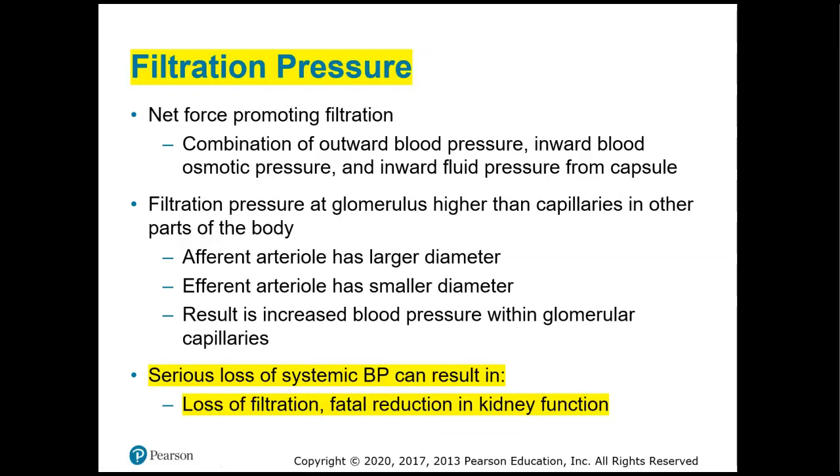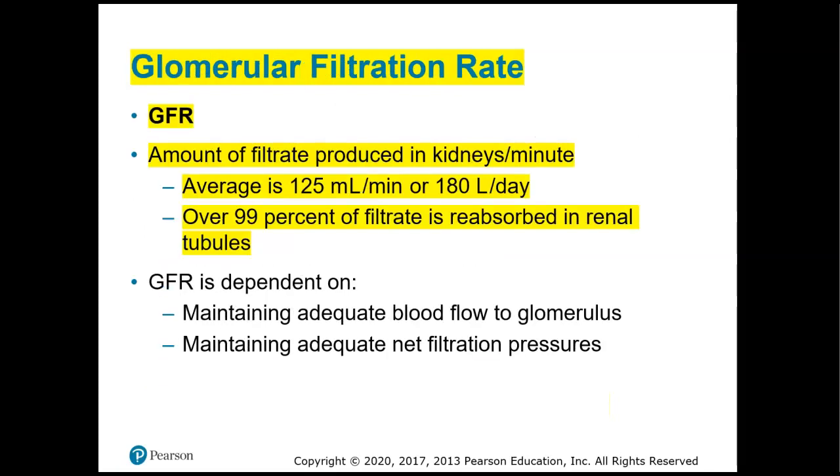So kidney function and our cardiovascular system and our blood pressure are all interrelated. If one goes, the other goes, in either way. If the kidneys go, that will cause the cardiovascular system to go. If the cardiovascular system goes, that will cause the kidneys to go. They're interdependent on each other. So we measure filtration by GFR, or glomerular filtration rate. This is the amount of filtrate produced in the kidneys per minute.